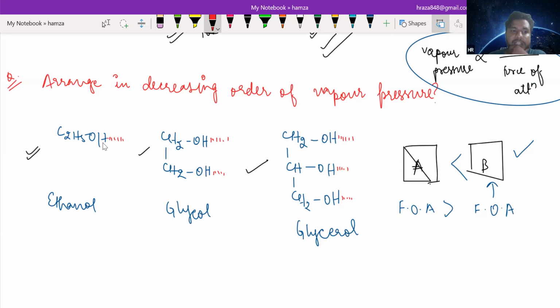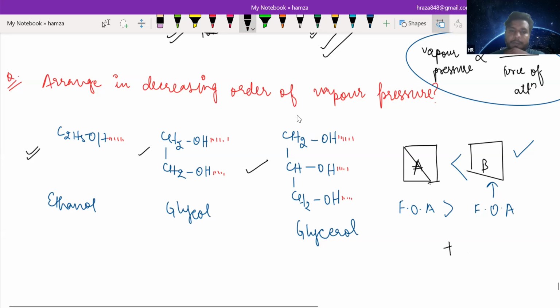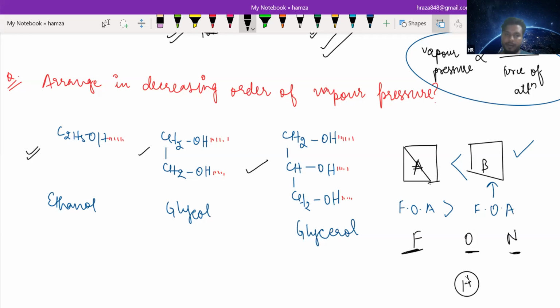Now see, do you know what the condition of hydrogen bonding is? Do you know? Yes or no? No, sir. Now see, hydrogen bonding generally forms with FON. Do you know what FON means? FON means fluorine, oxygen, nitrogen. If hydrogen is nearby F, O, or N, it can form a hydrogen bond.